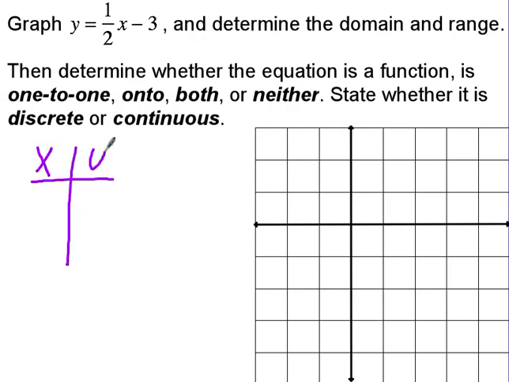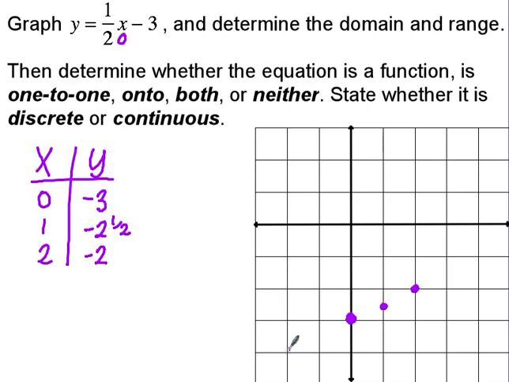Let's go to our old standby: x, y, 1, 2, 3, 4. Okay, you know what? Actually, let's do 0, 1, 2. At 0, what do you get? So I'm plugging 0 in right up here, folks. What do I get? Negative 3. If I plug in 1 up there, what do I get? -2.5. If I plug in 2, what do I get? -2. So now let's plot those: 0, -3; 1, -2.5; 2, -2.